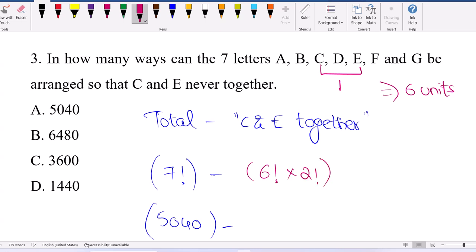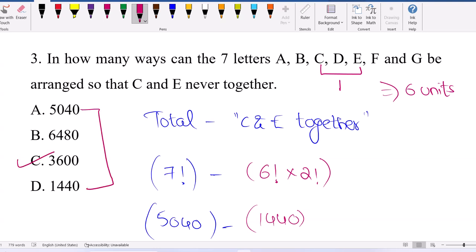How, sir? It can be CD or DC. They are together: husband and wife, wife and husband, male and female, female and male. They can be left or right. So that's what 2 factorial means, 2 ways. That's extra, we should remove that. 6 factorial is 720, 720 into 2 is 1440. See, all options are related to this only. From this total, you are removing this. Answer is C.